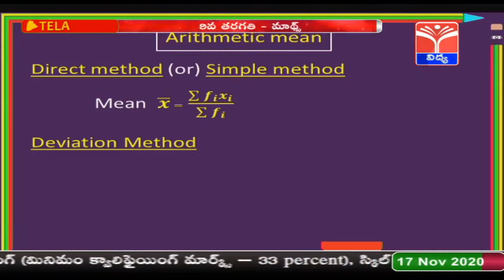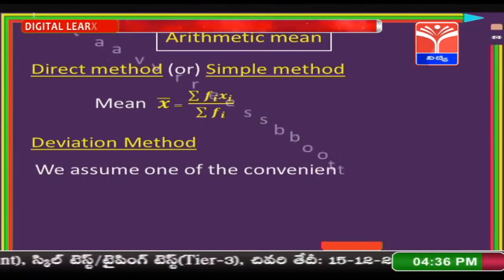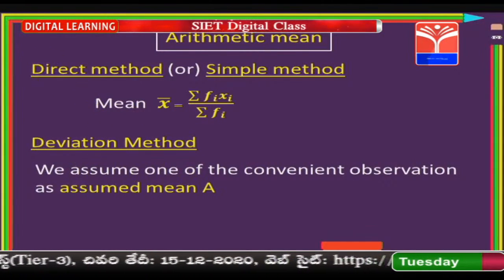Deviation method. What do you do in the deviation method? We are going to make an assumption of the mean. So, we assume one of the convenient observations as the assumed mean.